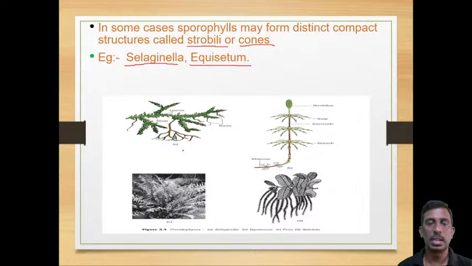So this is Selaginella, Equisetum, ferns, and this is Salvinia. So these are the examples of the pteridophytes.